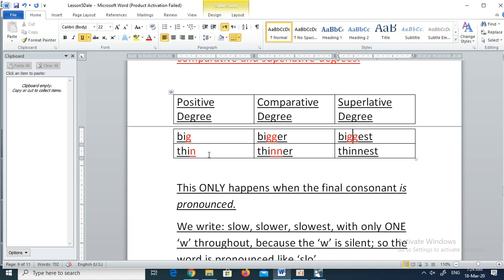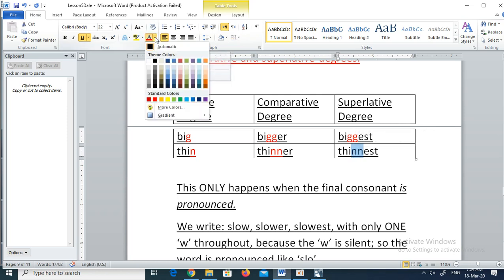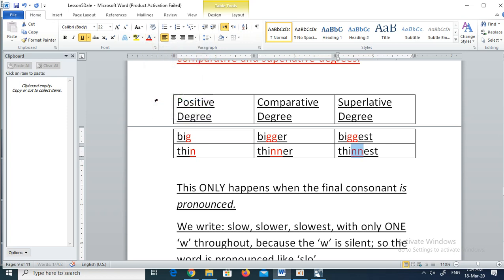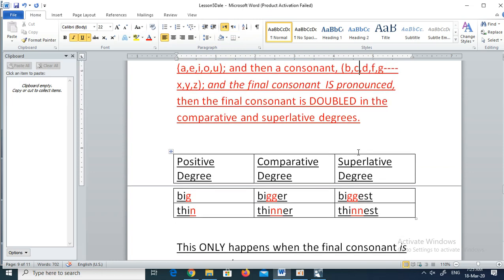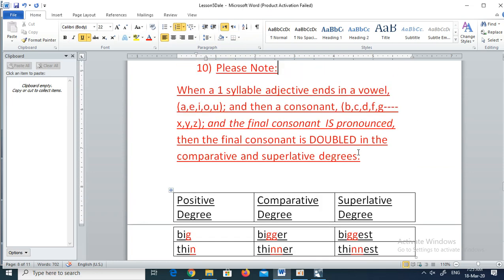When we go to the second example, the adjective thin, again in the positive degree it only has one N at the end, but when we make the comparative degree we double that N, and when we make the superlative degree we double the N. Alright, this happens to one-syllable adjectives which end in a vowel and then a consonant.